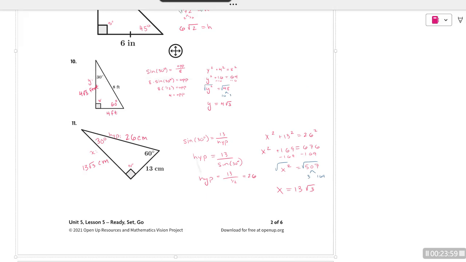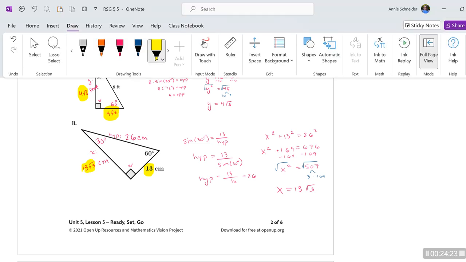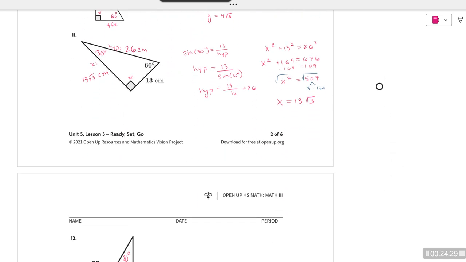But let's look at the relationship between the 30-degree angle, the side across from 30, and the side across from 60. Notice when our side across from 30 was 4, our side across from 60 was 4 root 3. So it's the same side times root 3. We're seeing the same thing here. When it's 13, we got 13 root 3 across from 60. So this is not a coincidence. This ratio will hold true whenever we have this 30, 60, 90 triangle.